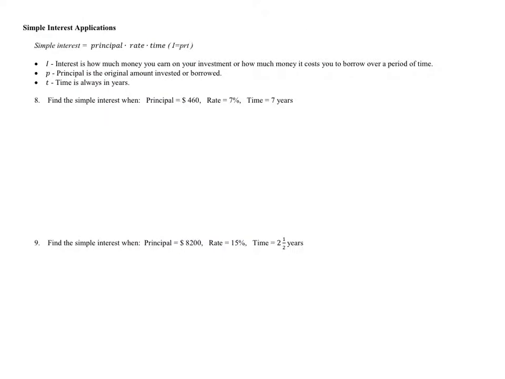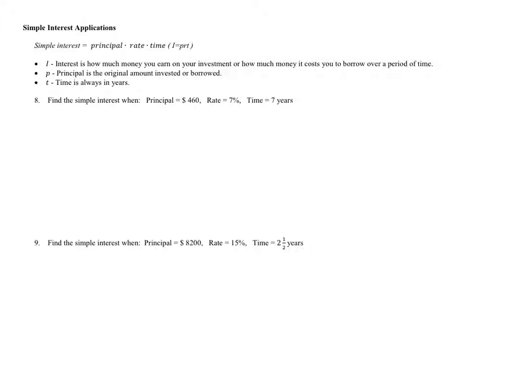The final piece of this section, we look at simple interest applications. Simple interest does not involve a formula that has a proportion. It's a very linear formula, no fractions in it. So for simple interest, the simple interest is equal to the principal times the rate times the time. And the shorthand is I equals PRT. I, the interest, is how much money you can earn on your investment or how much money it costs you to borrow over a period of time.